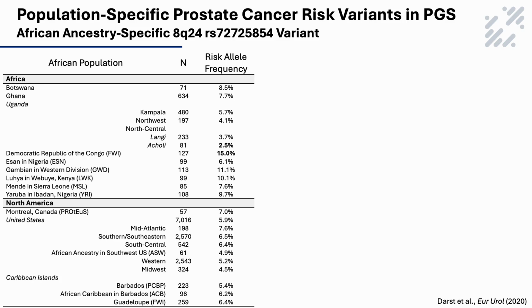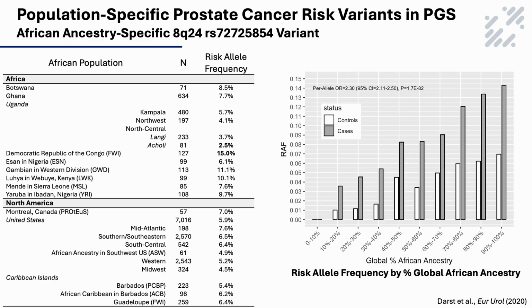Looking at African ancestry men in North America, we saw less variability, with the risk allele frequency ranging from about 4 to 8%. This figure shows that the risk allele frequency of rs727 is much higher in men with more global African ancestry, which we determine using genetic information, as shown on the right side of the figure, and less common in those with less African ancestry, shown on the left side of the figure.